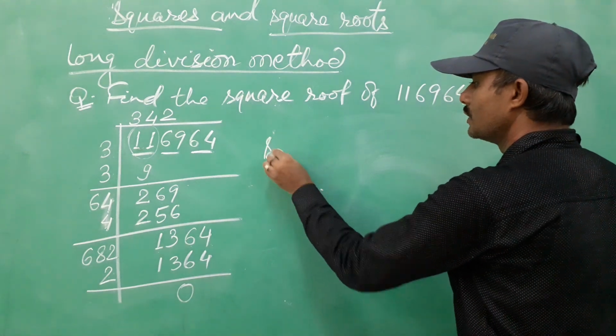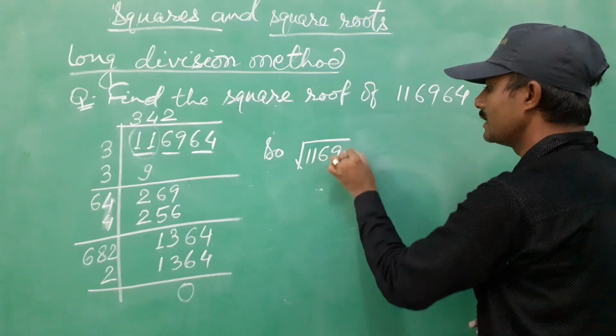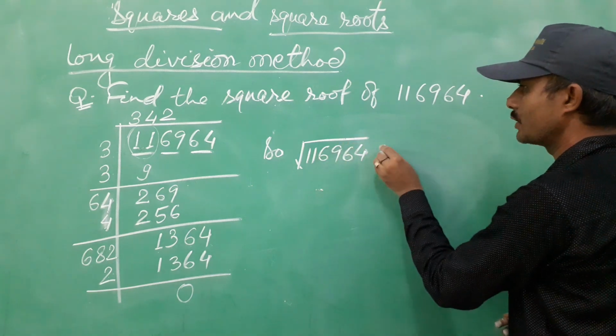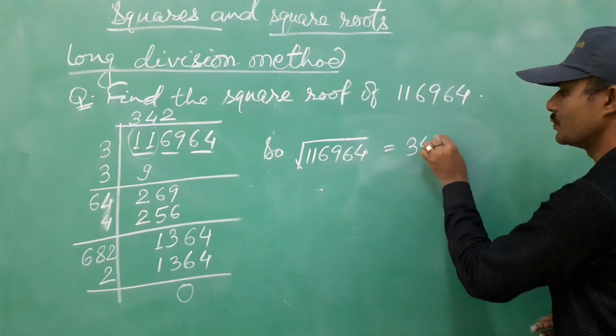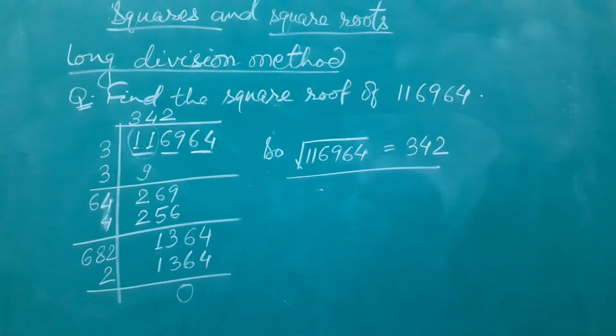So square root of 116964 equals 342. So this is how we are finding the square root.